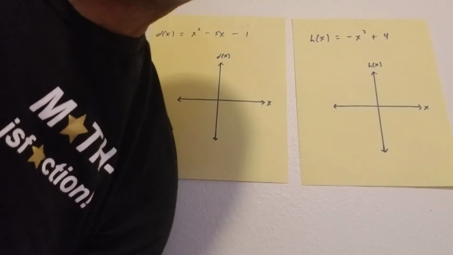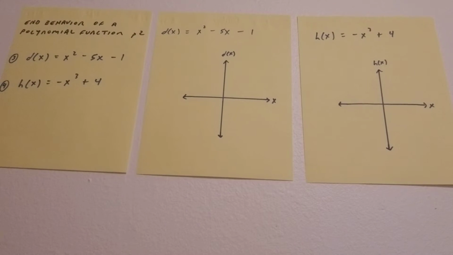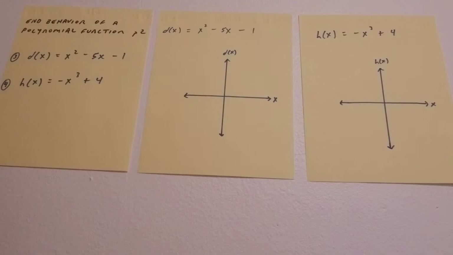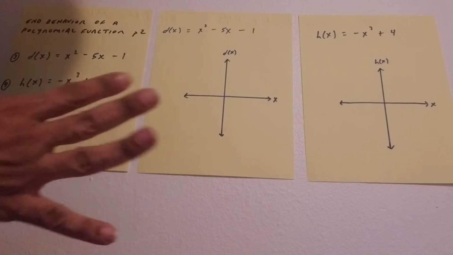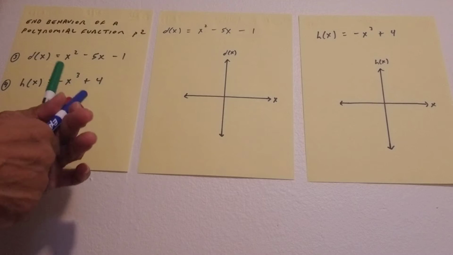All right, this is part 2 of 2 on end behavior of polynomial functions. I want you to receive MATH-isfaction, become more confident with your algebra. We have 2 examples, the final 2 examples, because there are 4 total cases for end behavior of polynomial functions.